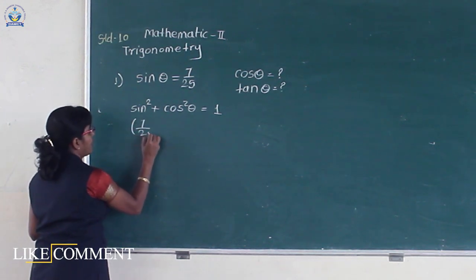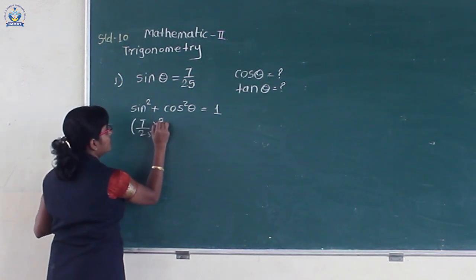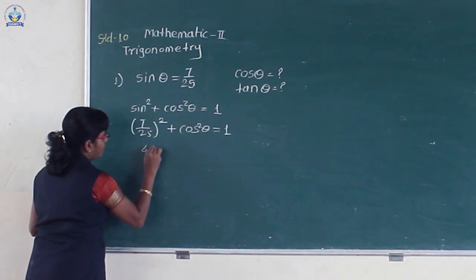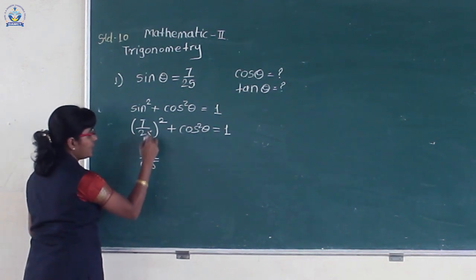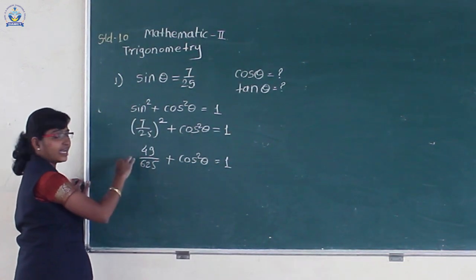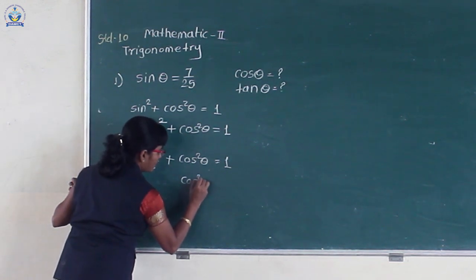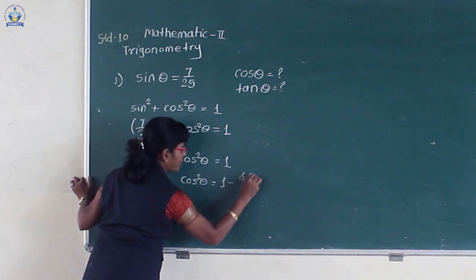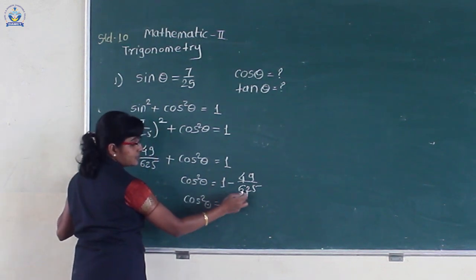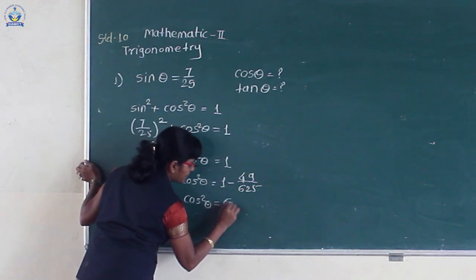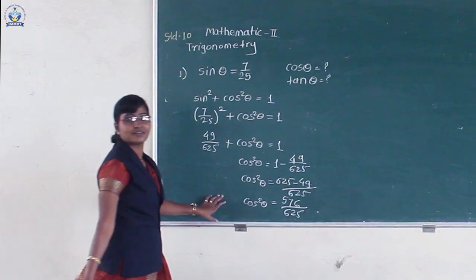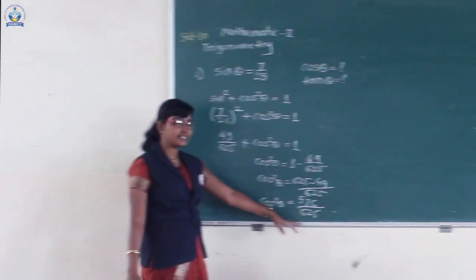It can be put in as 7 by 25. Here is the square, so we write the square on the bracket plus cos square theta is equal to 1. That is 49 divided by 625 plus cos square theta is equal to 1. It goes to the opposite side, and the sign changes from plus to minus. That means cos square theta is equal to 1 minus 49 divided by 625, that is (625 minus 49) divided by 625. Cos square theta is equal to 576 divided by 625.